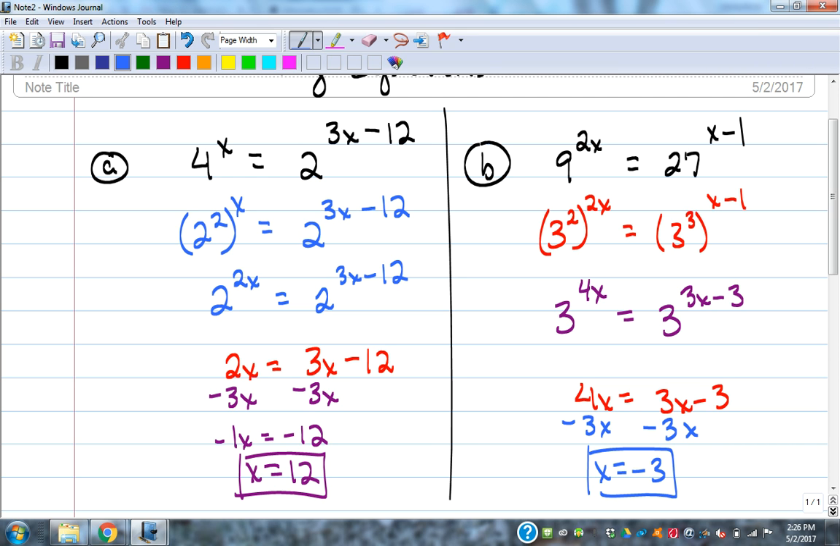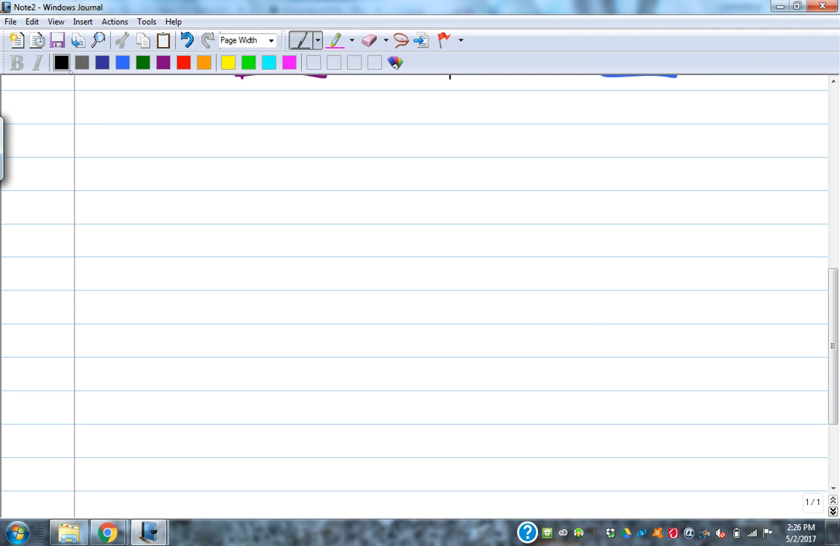All right. Sample C. 81 to the 3 minus x equals 1/3 to the 5x minus 6. Throwing that fraction in there always gives us a little bit of a, oh crap, I don't know what to do. But let's think about 81 and 1/3. How are they related to one another? Exponentially related to one another.